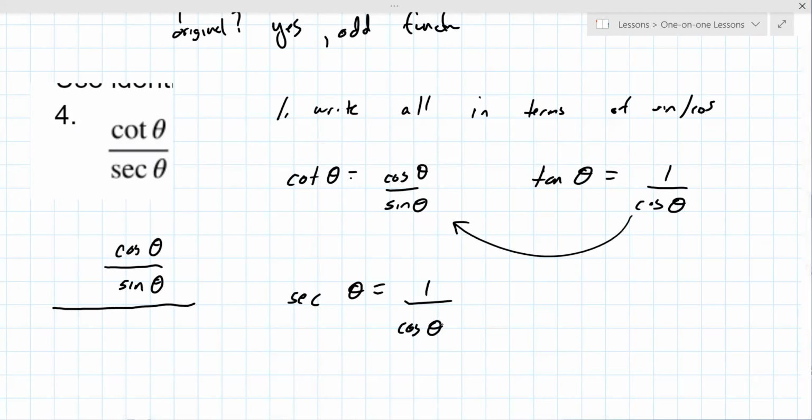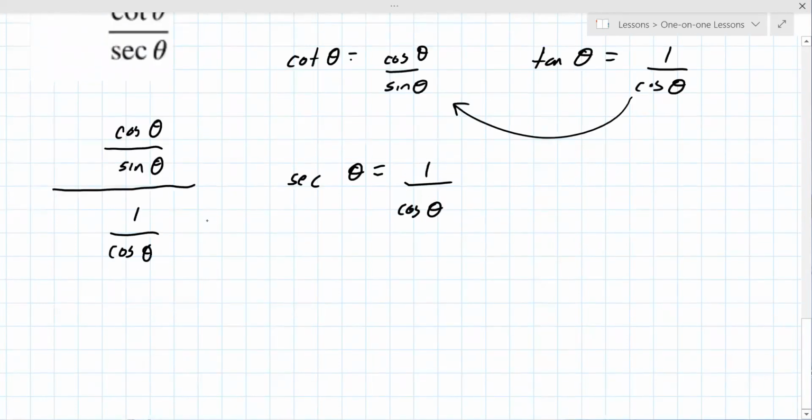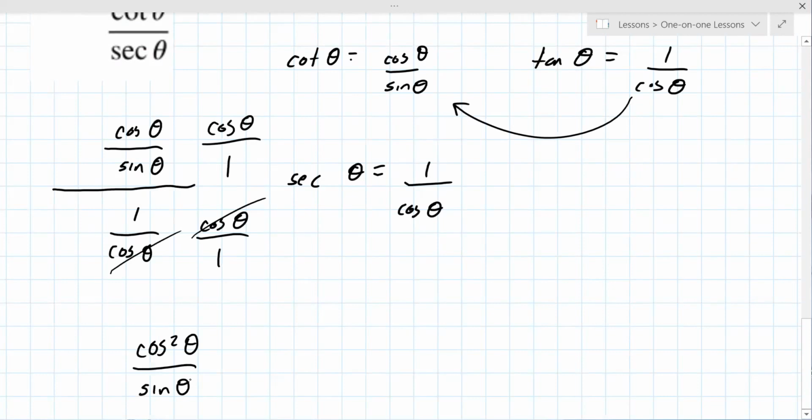All right, so secant is 1 over cosine theta. You never want to leave a fraction inside a fraction, so you multiply the top and bottom here by the reciprocal of this, cosine theta, cosine theta. On the bottom it cancels, but on the top you get cosine squared theta over sine theta. And there's nothing to simplify, so unfortunately it's almost worse.